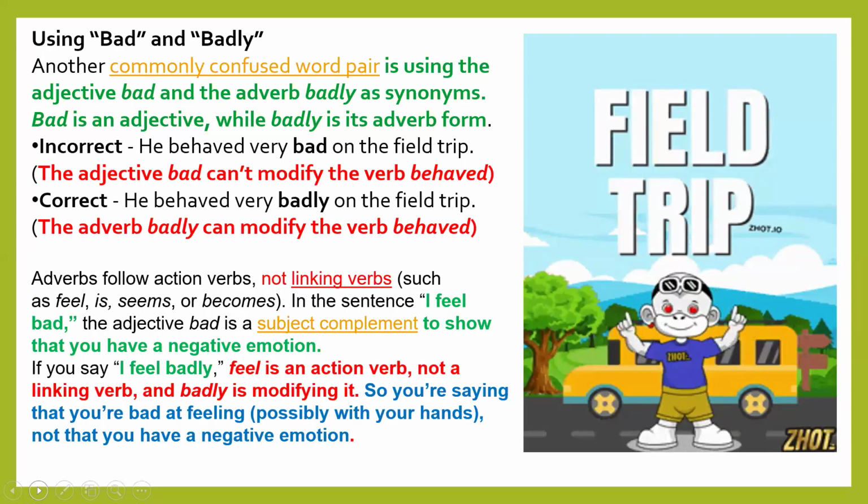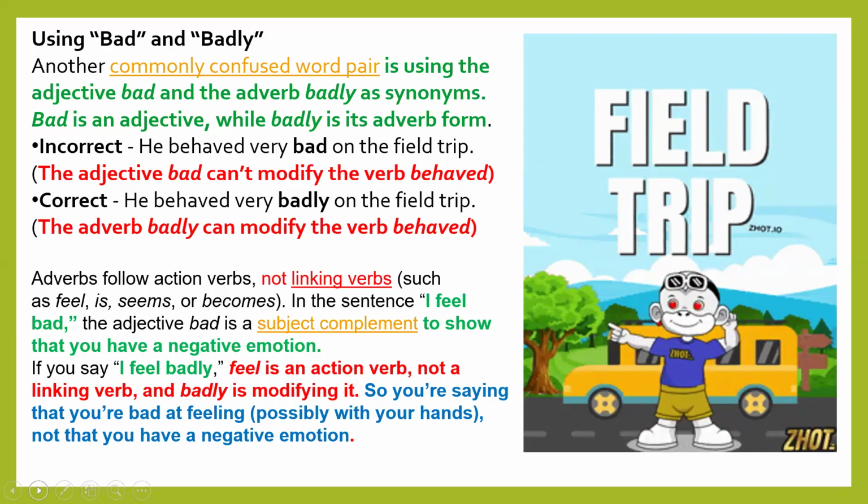Using bad and badly. These are also commonly confused word pairs. People use the adjective bad and the adverb badly as synonyms. Bad is an adjective while badly is its adverb form. Now the sentence, he behaved very bad on the field trip, is incorrect. The adjective bad cannot modify the verb behaved. The correct sentence is he behaved very badly on the field trip. So badly modifies the verb behaved, and very is another adverb, modifying the adverb badly.